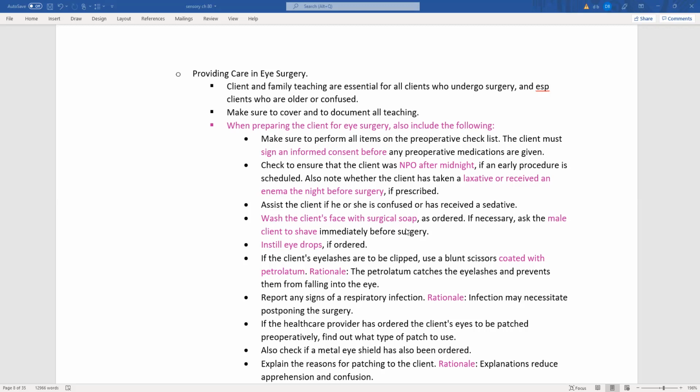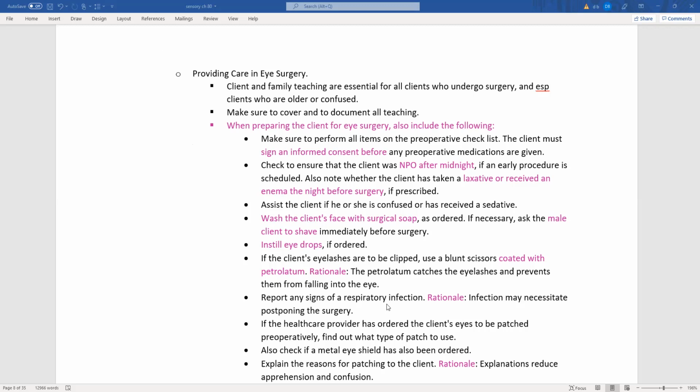You're going to instill the eye drops if ordered. If the client's eyelashes are to be clipped, use blunt scissors coated with petroleum. Rationale: the petroleum catches the eyelash and prevents it from falling into the eye. So remember, especially those three things. That could be a select-all-that-apply question, maybe, maybe not. Report any signs of respiratory infection, because this is what we do as nurses. The rationale is that they aren't going to have surgery if they have something going on with their respiratory issues.